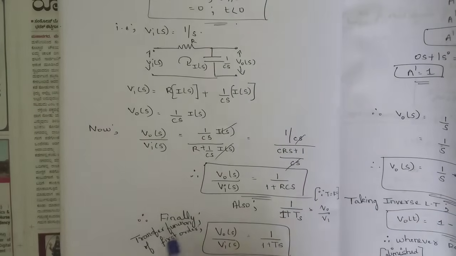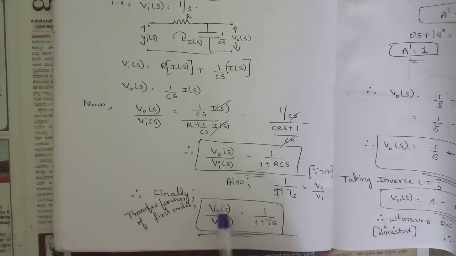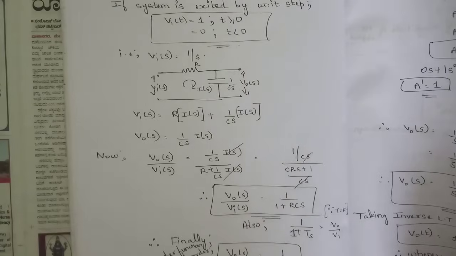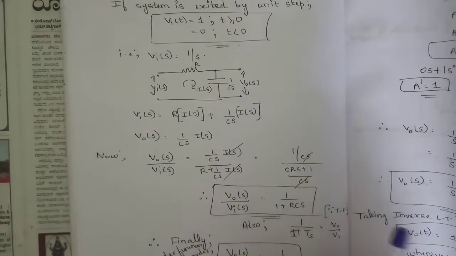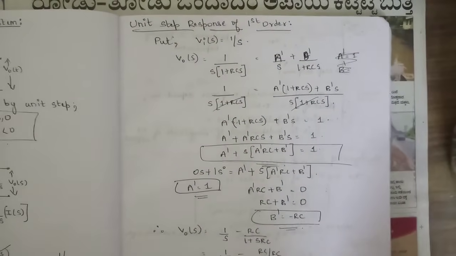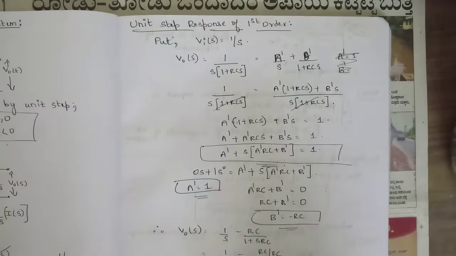Finally, the transfer function obtained for the first order system is Vo of s divided by Vi of s equal to 1 divided by 1 plus Ts. In this way we analyze the first order control system. This is just for your reference, it is not so important. The next derivation is very important, that is the unit step response of the first order control system. So what is this unit step response?